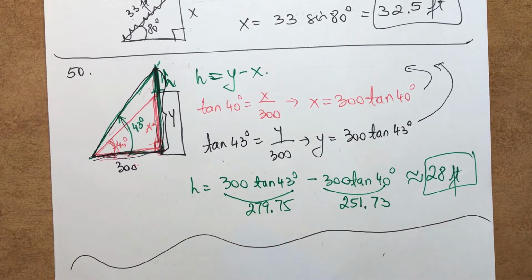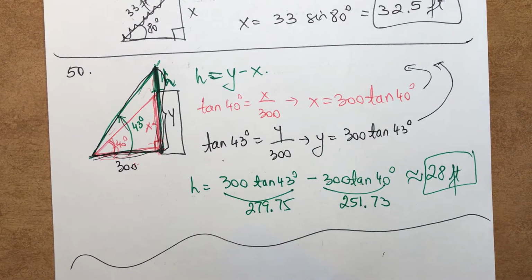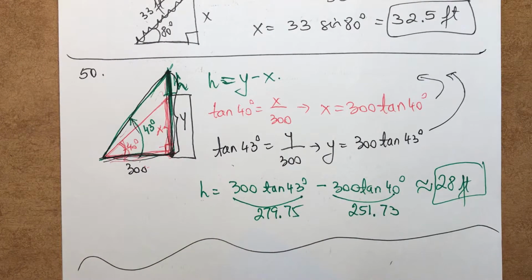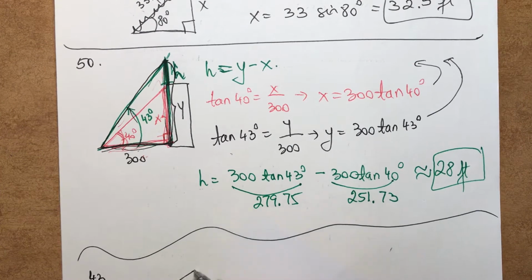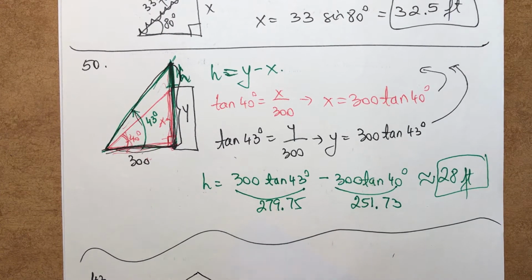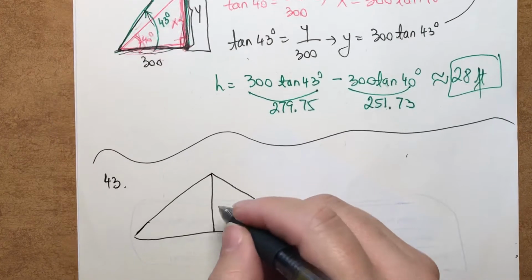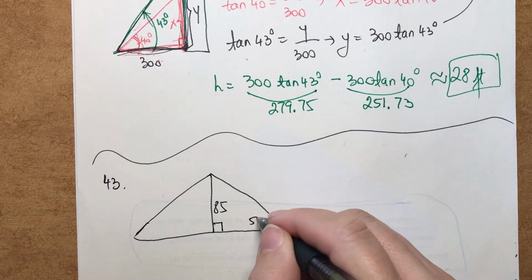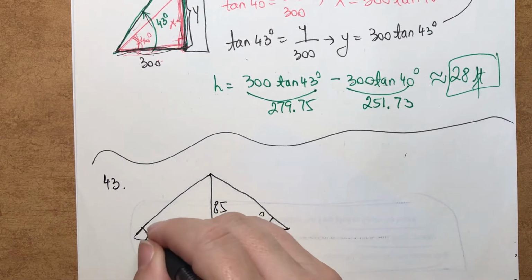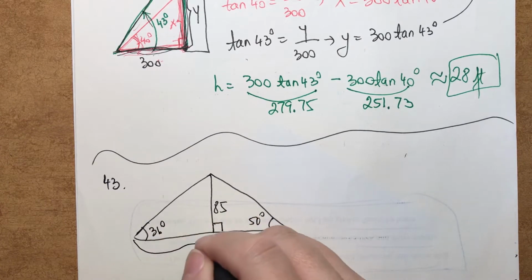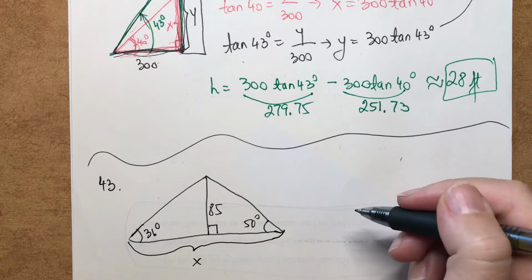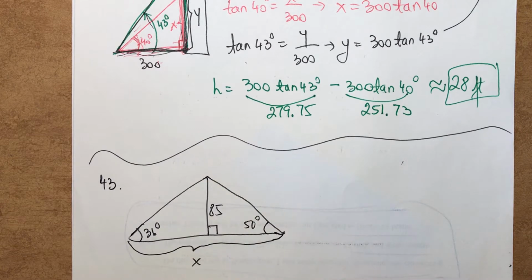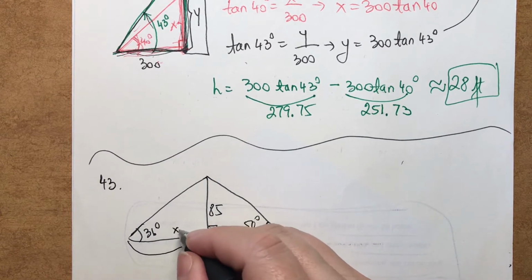Let me pick another problem out of your textbook, and I'm going to pick problem 43 that simply gives us a picture. So this side is 85. This is the right angle. This angle is 50. This angle is 36. And we want this whole side of x. And again, same thing. That whole side of x does not come out of a right triangle, right?